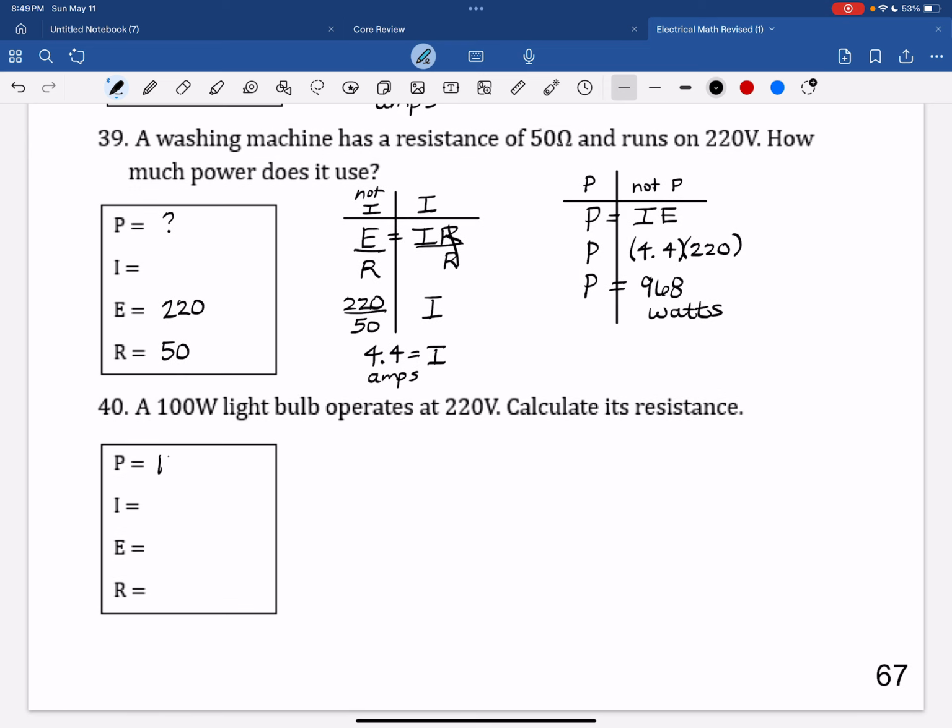A 100 watt light bulb operates at 220 volts. Calculate the resistance. So again, I need to know a variable that is not in a formula that I have. In other words, I have to use both formulas. So I'm going to start with PIE. That will tell us I.